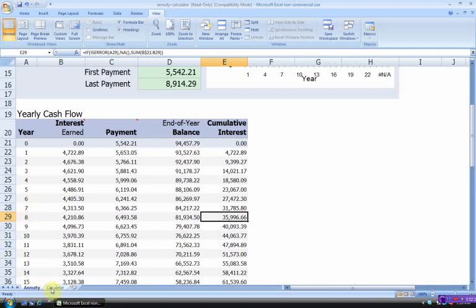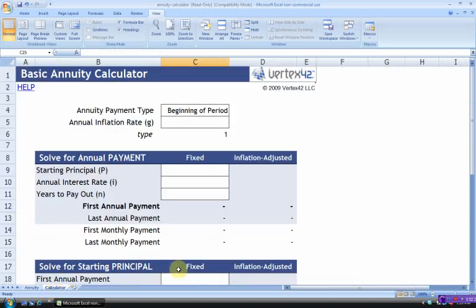We also have a calculator option, the second spreadsheet here, and this allows us to find out various aspects of the annuity given certain inputs. So for example, first of all, we have to input our annual inflation rate, so we're going to assume 2% per year. And here we can try to first solve for the annual payment. So let's assume that we have $100,000 in principal, an annual interest rate of 5%, and 25 years to pay out. This is exactly what we had before.